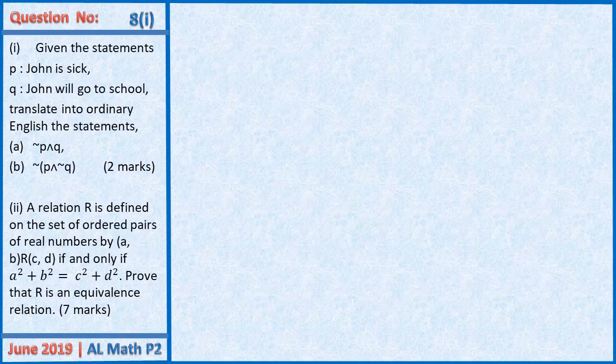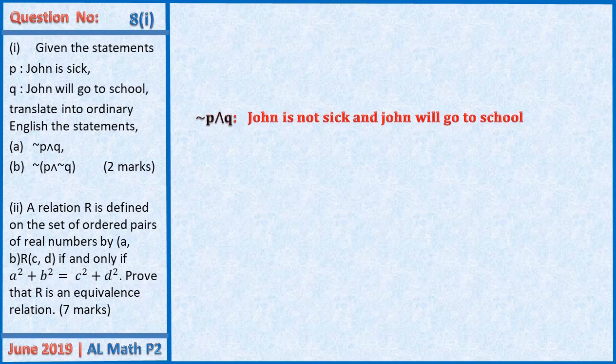Question 8. The statement, John is sick, John will go to school. Translate this into ordinary statements in English. The first one, we have negation of P and Q. So this is John is not sick and John will go to school.